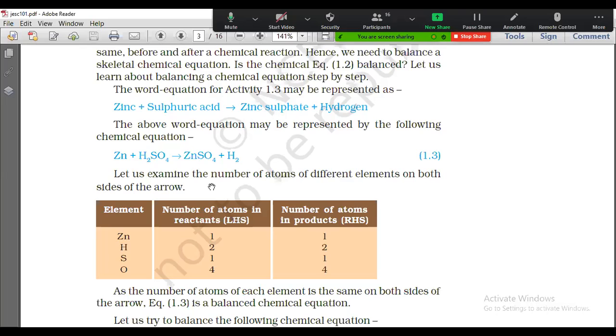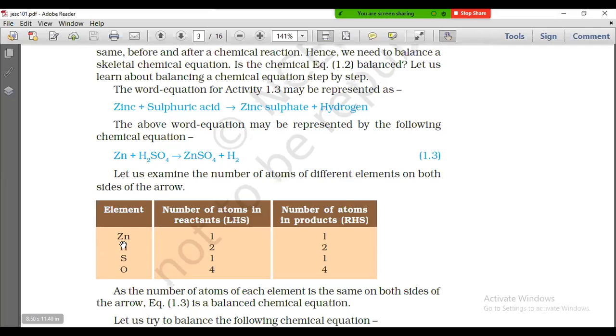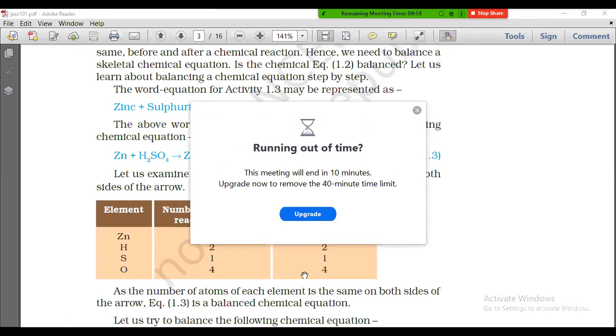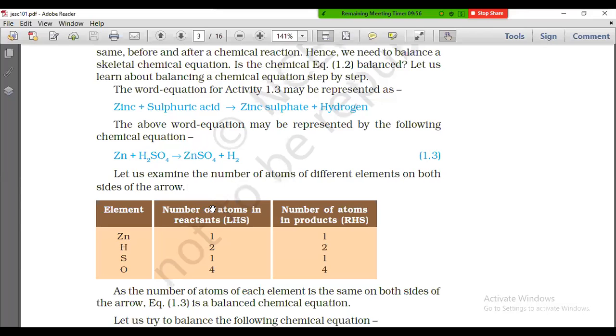Now look at the balancing. Look at the box. The box has been prepared. We have written down the different elements. And how do we start? Number of atoms in reactants, number of atoms in products. Is there a change required? No, sir. So that equation is balanced.